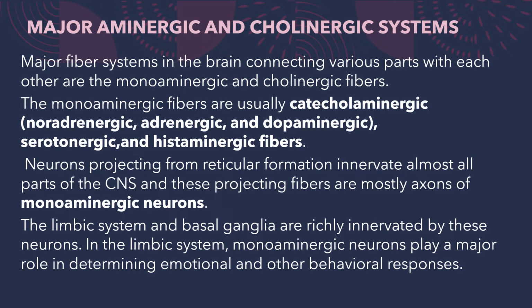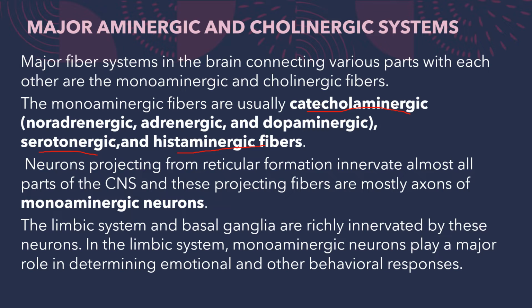Now coming to the various aminergic and cholinergic systems in the brain. The major fiber systems in the brain connecting various parts with each other are the monoaminergic and cholinergic fibers. Monoaminergic fibers are usually catecholaminergic, that is noradrenergic, adrenergic and dopaminergic, and then serotonergic and histaminergic fibers.